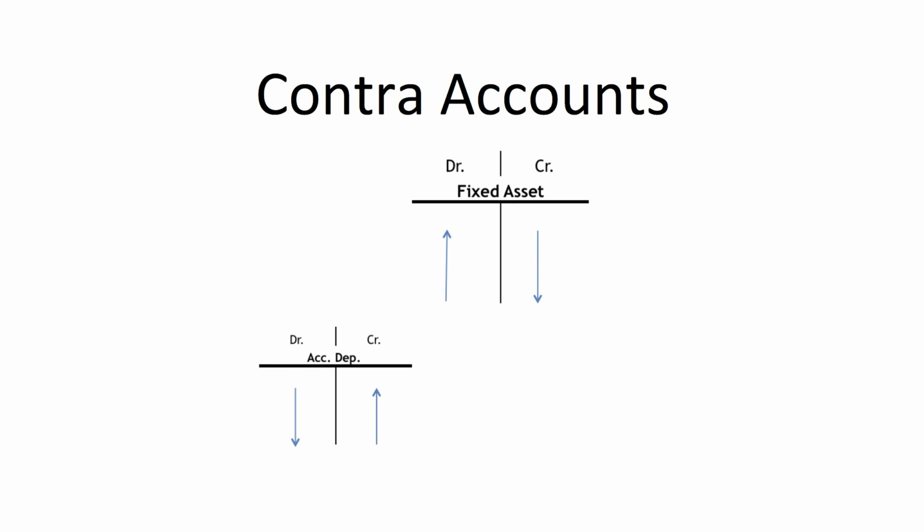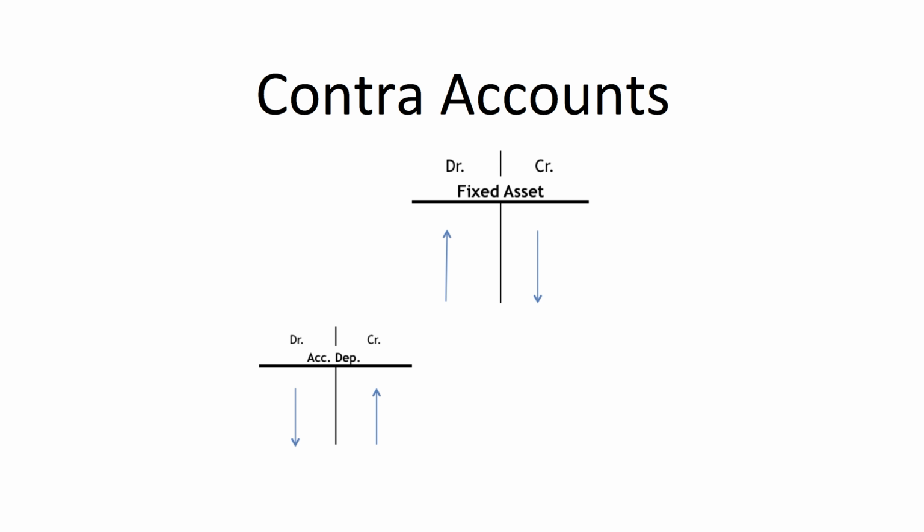And then once you know how the parent account behaves, you can determine how the contra account, or in this case the accumulated depreciation account, behaves. That's a lot of accounts and a lot of behaviors. The reason why we use contra accounts, we could just as easily reduce a fixed asset by putting a credit in the fixed asset column of the T account here, but instead we isolate the reduction in the accumulated depreciation account because we need the information separately.